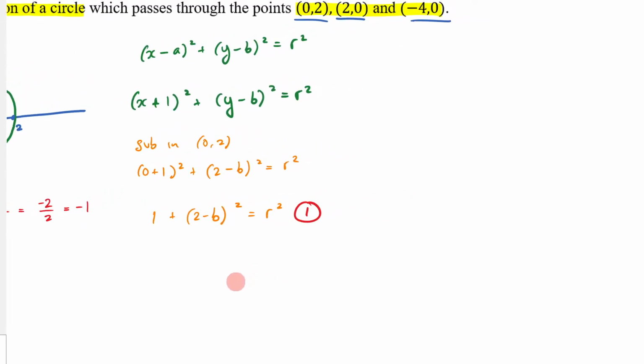And then I'm going to take this other point. Now I'm going to sub in 2, 0 and create another simultaneous equation. That's going to be (2 + 1) squared plus (0 - b) squared is equal to r squared. This will become 3 squared, which is 9, plus b squared, because remember negative b squared is just positive b squared, is equal to r squared. That is my second equation.